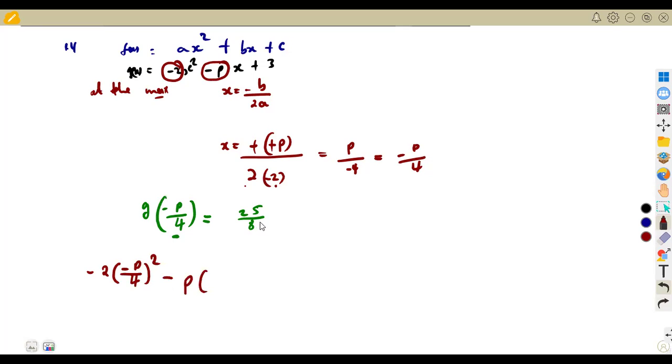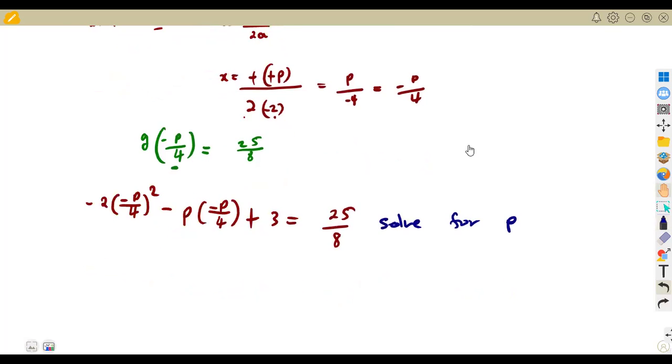Minus p times x. Our x is given as what? We are substituting the value of x there, which is minus p over 4. Plus a 3. This must be equal to what we already have as our maximum value, the value of y at the maximum point. So we have formed an equation that we are supposed to solve for p. All right, so how do we solve?